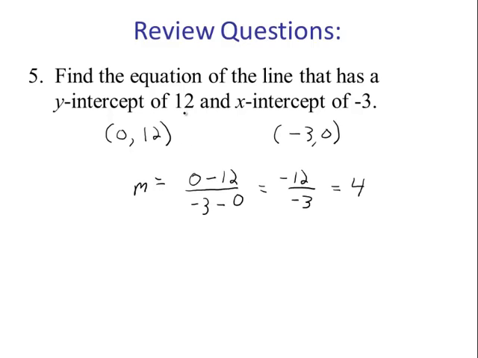Now, since we already know the y-intercept is 12, we have enough pieces to use the slope-intercept form. Our slope is 4. b is 12. So the equation with the y-intercept of 12 and an x-intercept of -3 is y equals 4x plus 12. We could verify this using our graphing calculator, but I'm going to skip that for this video.